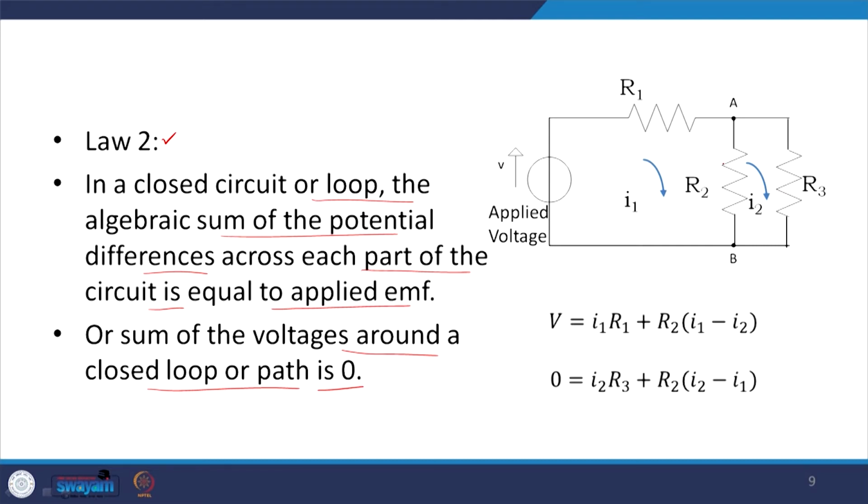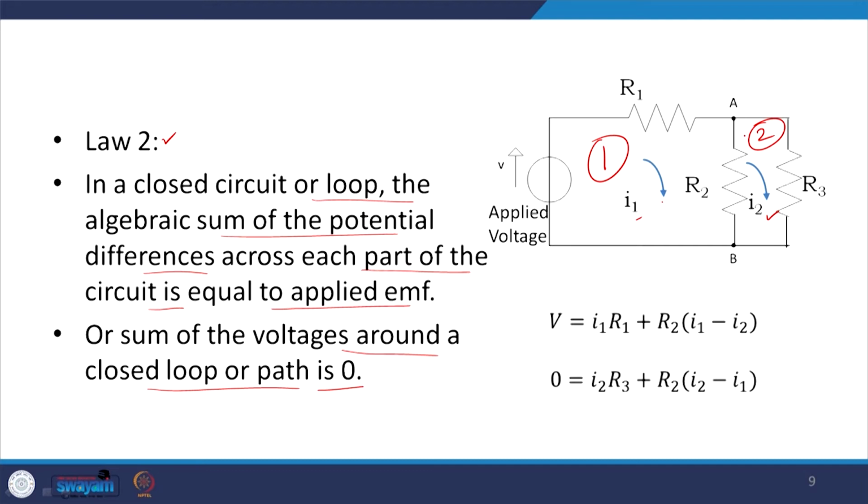It is the same figure which I have shown you in the previous slide. Here suppose I assume a current direction, say current I1 in this direction and say current I2 in this direction. Then if I look, there are two loops, this is your loop 1 and this is your loop 2 basically.